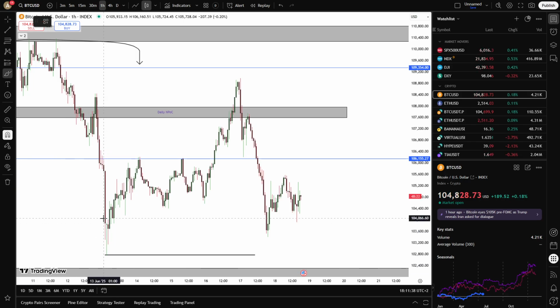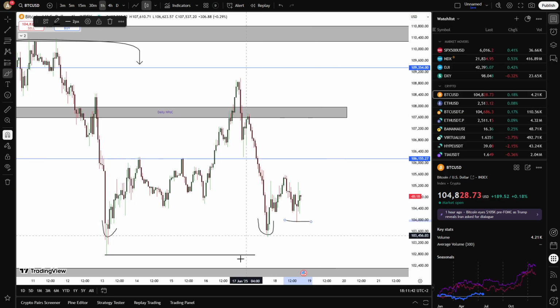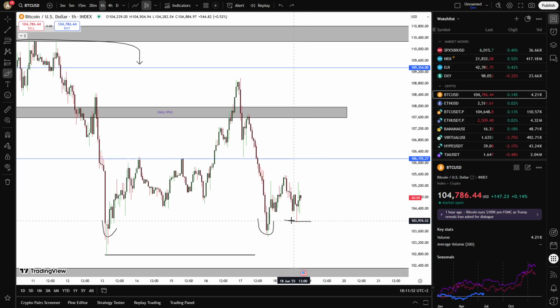And what more can we see? We see this low. This low here, we are unable to push through that low, which would have given me a more valid scenario to be a little bit on the bearish side for lower time frames, but we are currently still holding this.